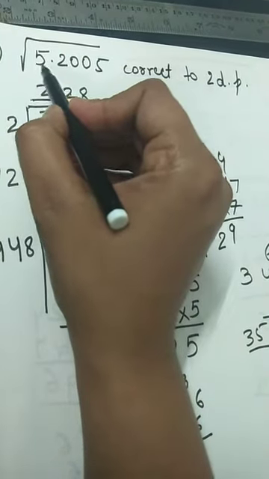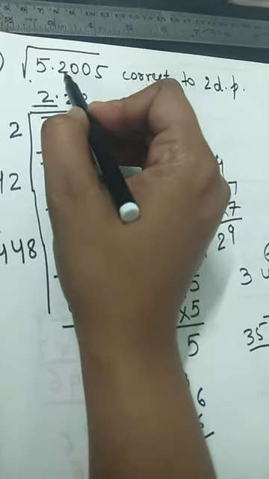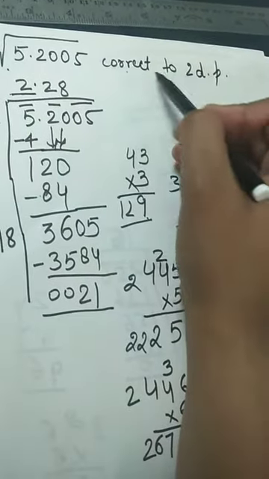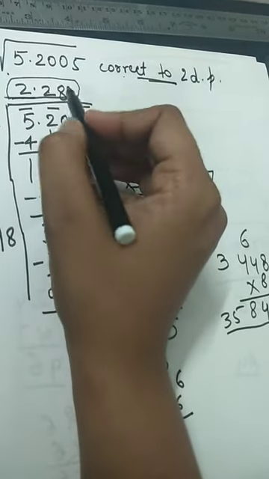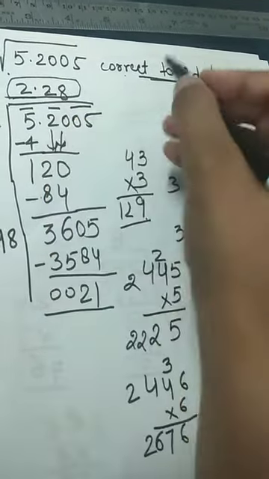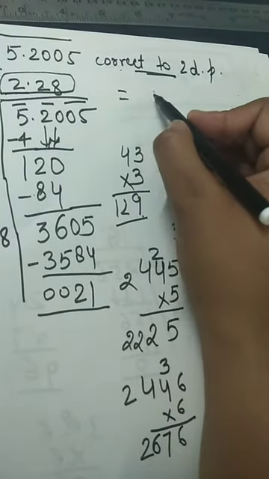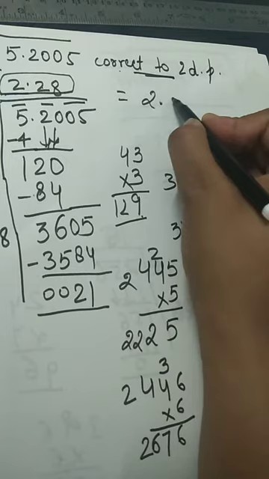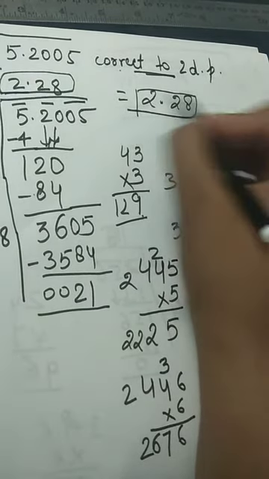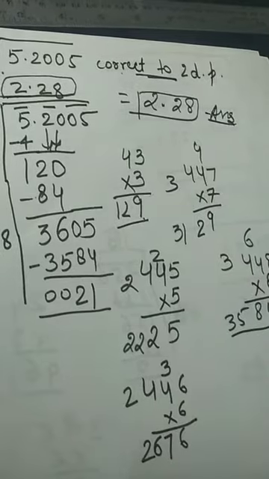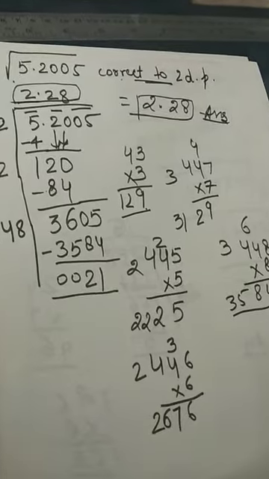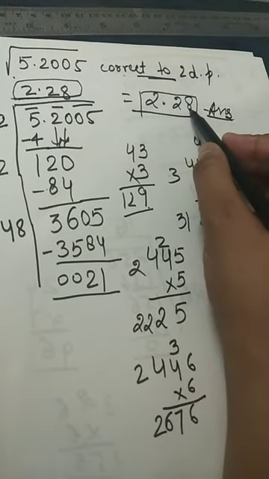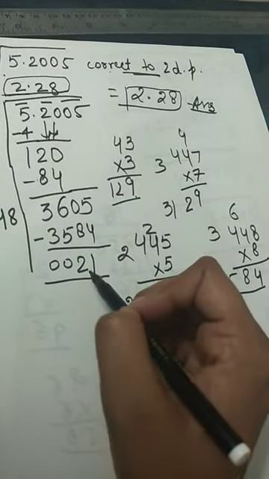Now the question is saying we have to find the square root of this number 5.2005 correct to 2 decimal places. Now we got our answer correct to 2 decimal places. Here you can see there are 2 decimal places, 2 and 8. So the square root of this number is 2.28. This is our final answer. So the square root of 5.2005 correct to 2 decimal places is 2.28, and this is a remainder.